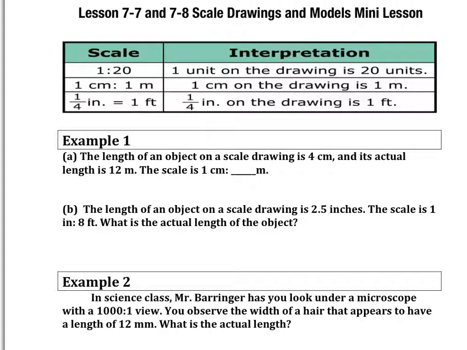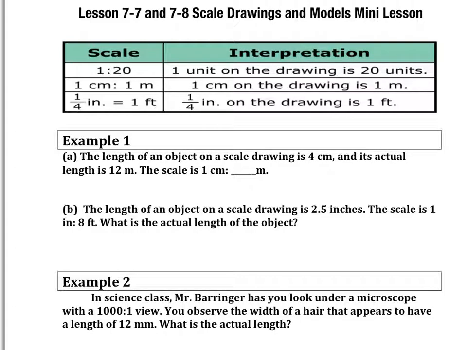Hello. Today we're going to be looking at lessons 7.7 and 7.8, which is scale drawings and scale models. And the main thing to understand is scale drawings are two-dimensional renderings of an actual object, and scale models are three-dimensional renderings of those. So it's really just a representation of an object drawn on paper or modeled with a three-dimensional object, but on a smaller or larger scale depending on the scale that was used.